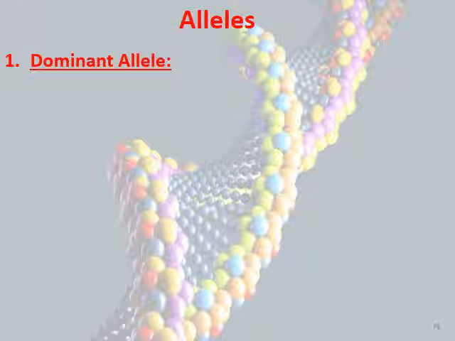Let's move to the different types of alleles. In alleles, we have dominant allele and something called recessive allele. Let's start step by step with the dominant. The dominant is the one that dominates. In biology, it's the strong one. In biology, you have to call it the dominant allele.